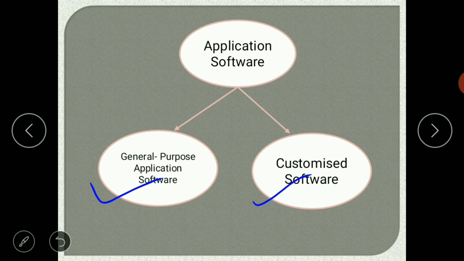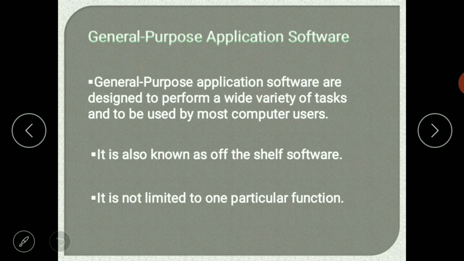Let's understand general purpose application software. General purpose application software is designed to perform a wide variety of tasks and to be used by most computer users. It means it is used by the general public. Anybody can use this software. Like in MS Word we write documents but it is not used for chat, because it is only used for writing text or documents.